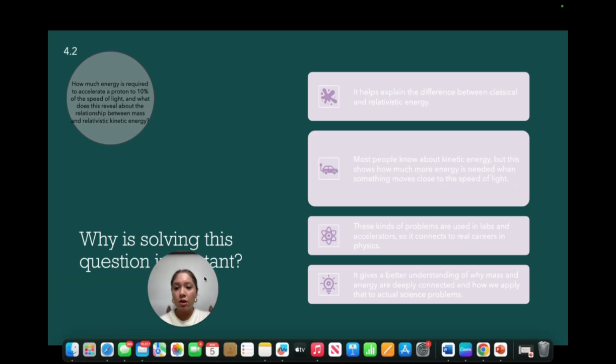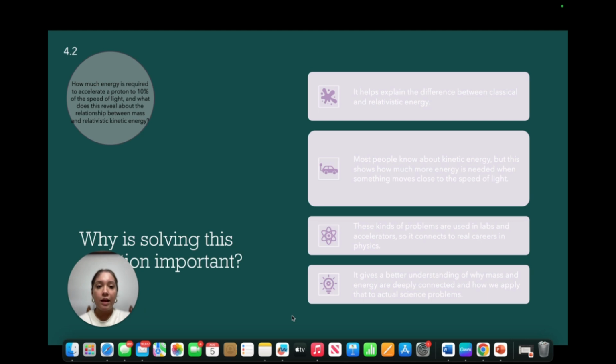Why is solving this question important? It helps explain the difference between classical and relativistic energy. Most people know about kinetic energy, but this shows how much more energy is needed when something moves close to the speed of light. These kinds of problems are used in labs and accelerators, so it connects to real careers in physics, and it gives a better understanding of why mass and energy are deeply connected and how we apply that to actual science problems.